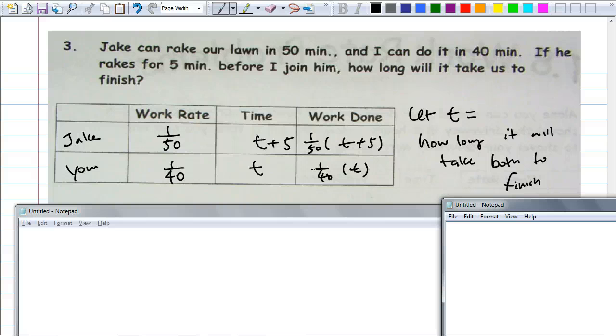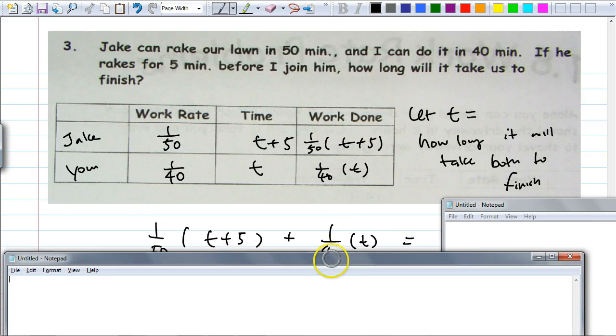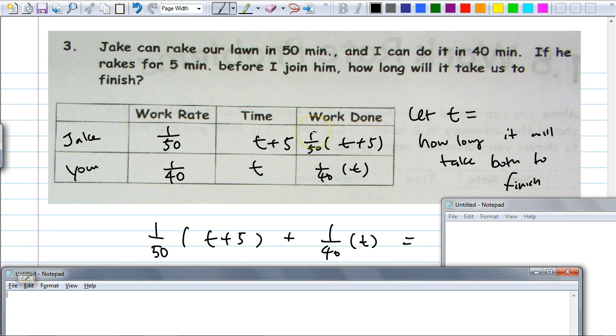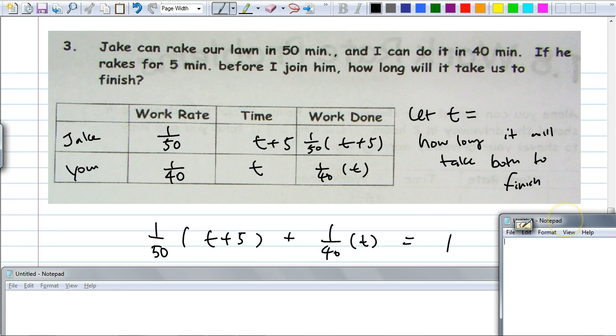T plus 5 over 50 plus T over 40 equals 1 is exactly right. You basically add how much work Jake did plus how much work I did. It should equal 100% of the work, which is 1. Okay? All right, now, is this pretty simple to solve?